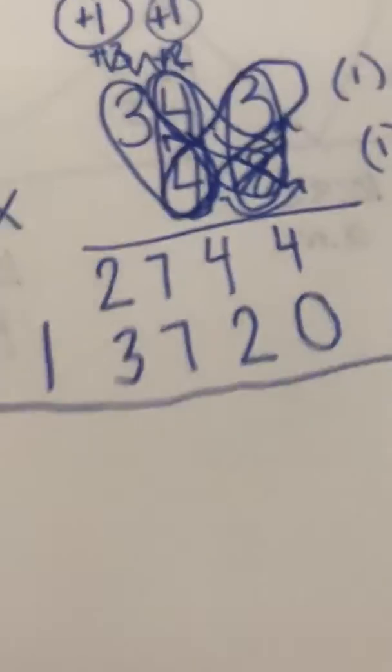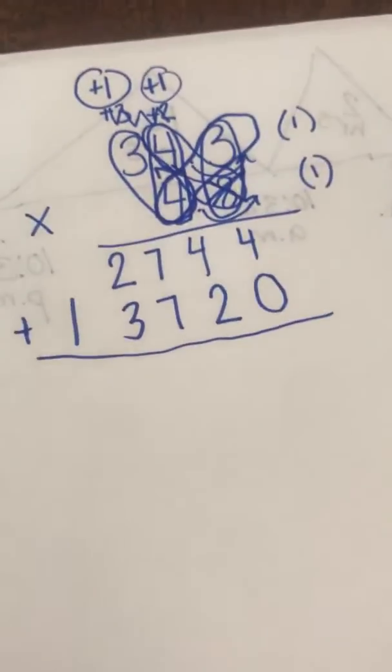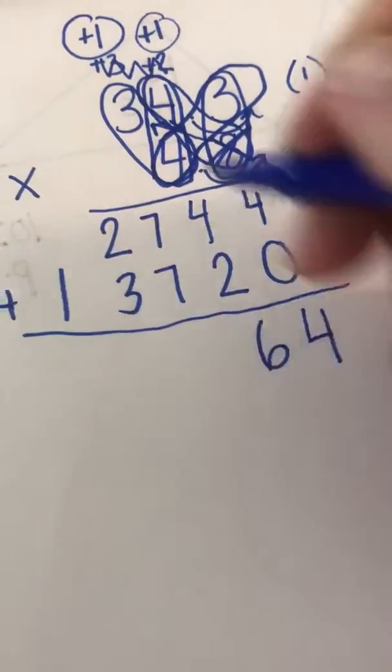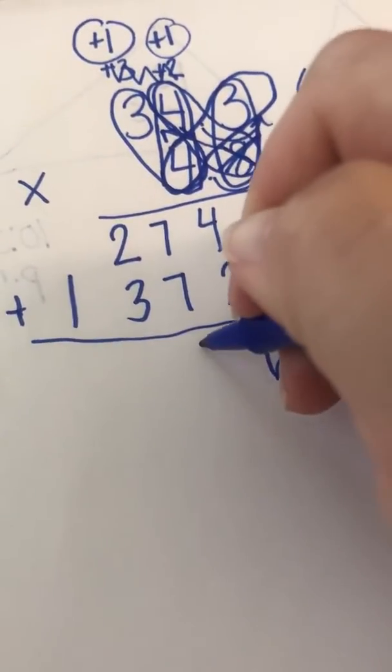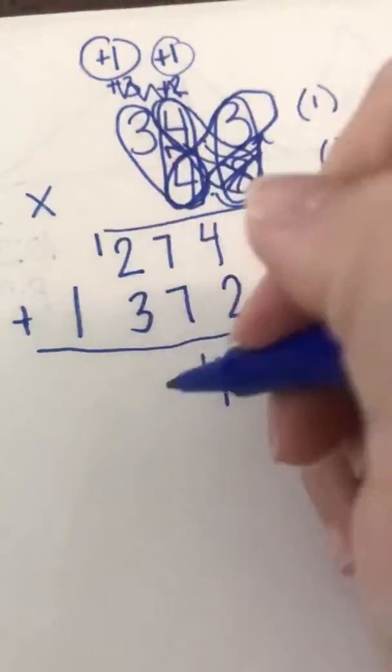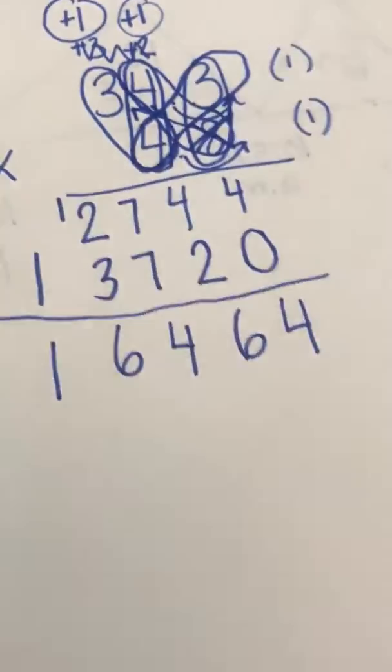All right, so I've got all my pieces here. Now all I need to do is to add here. 0 and 4 is 4. 4 and 2 is 6. 7 and 7 is 14. 2 and 1 is 3, plus 3 more is 6, and then my 1.